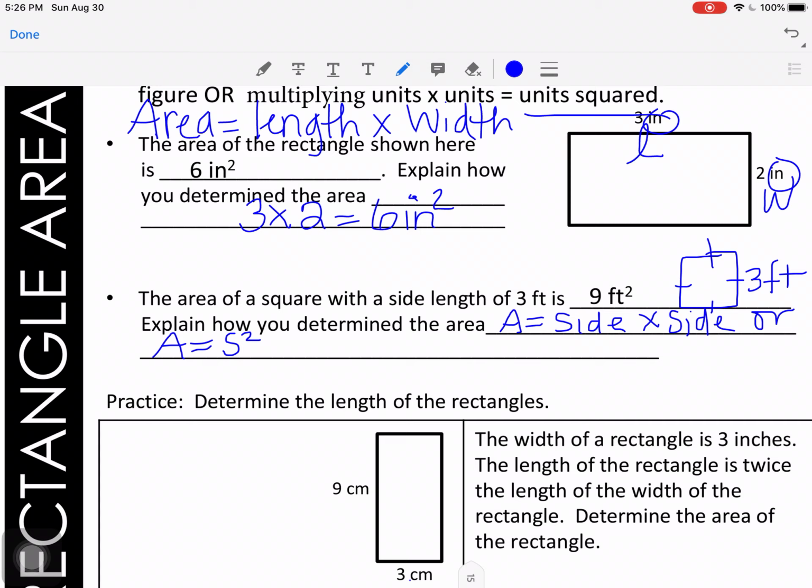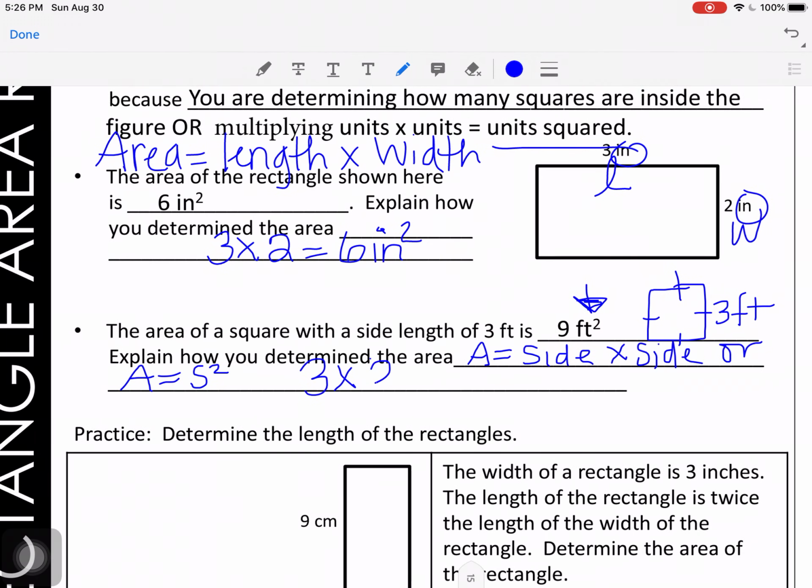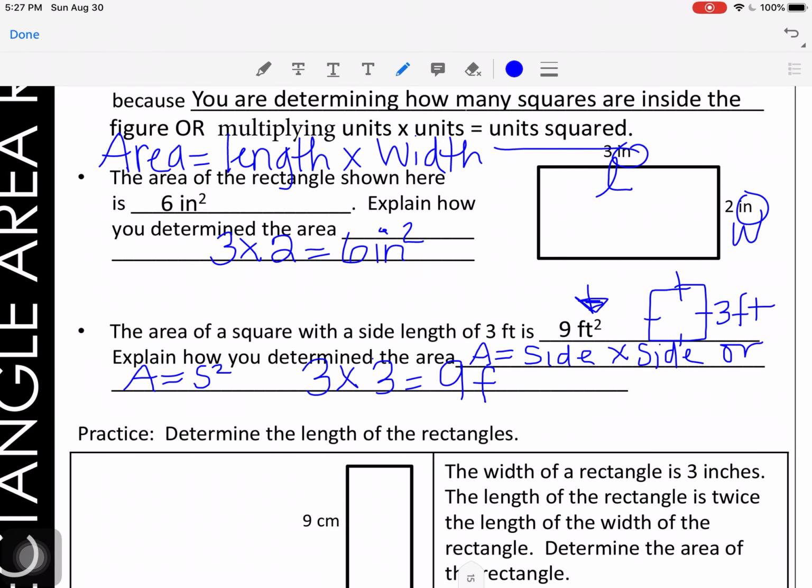So the way they determine the area of this particular square is they multiply 3 times 3, which gives us 9 square feet, or feet squared, however you want to say it.